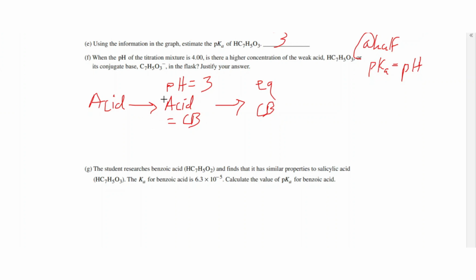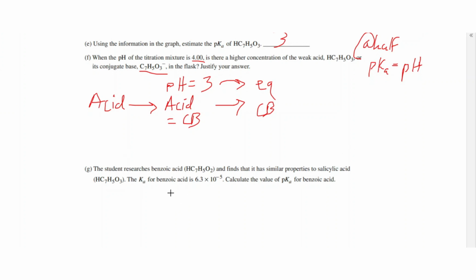So, if our acid equals conjugate base at pH of 3, and our pH here is 4, meaning it's further this way, because we know equivalence is higher than a pH of 3, then that means that we must have more conjugate base because our reaction has proceeded further, our titration reaction. So that is how you would explain it.